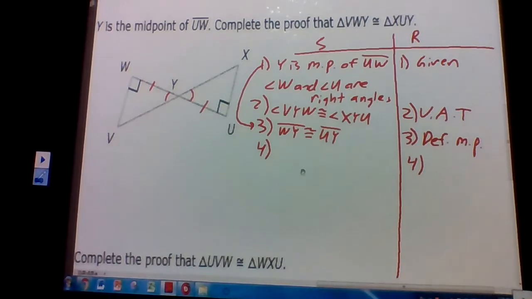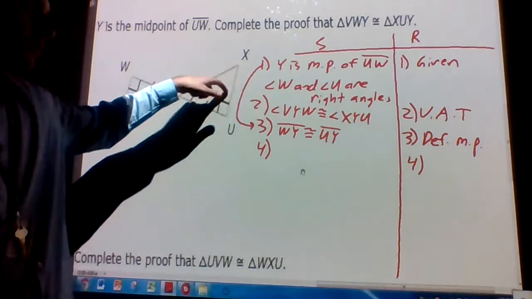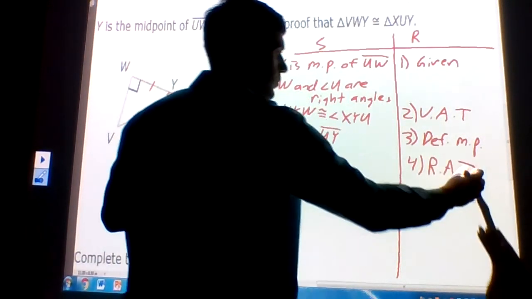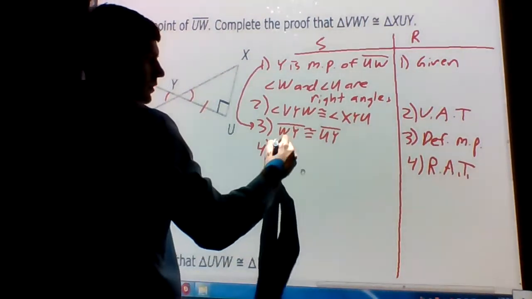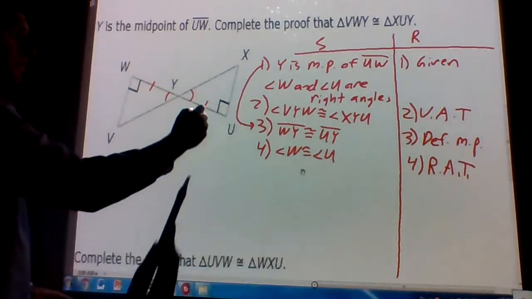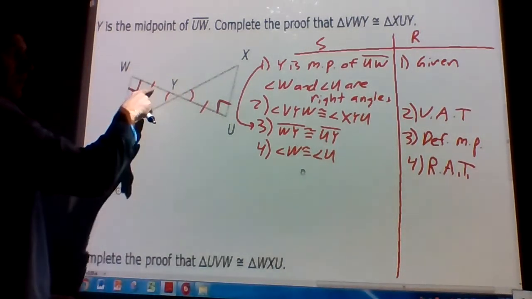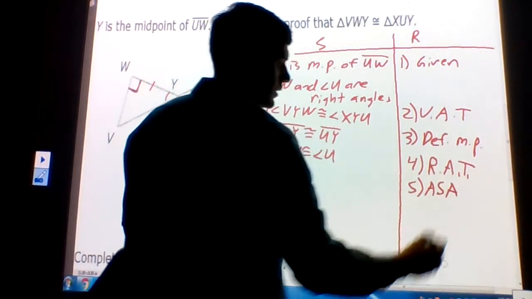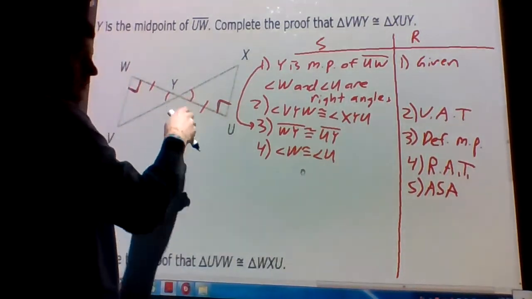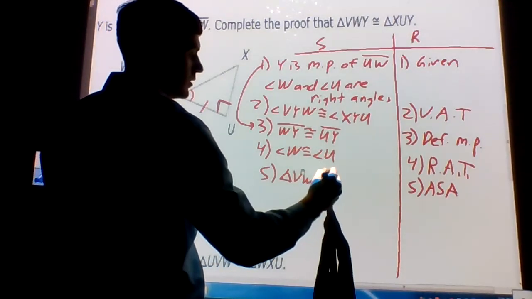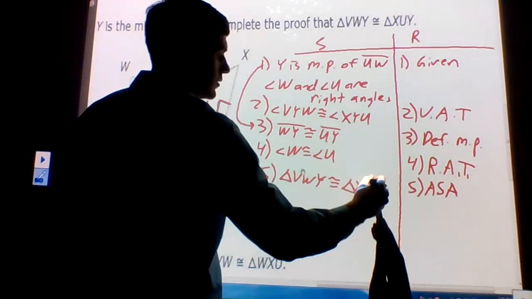Keep going down our list. We don't have parallel lines. We kind of have perpendicular lines, but that tells us we have right angles. The idea here is we can now use the right angle theorem. We have one pair of right angles, so we know those angles are congruent because the right angle theorem tells us right angles are congruent. Okay, we can then use angle, side, angle. The side is between the two pair of angles. So we can use that to show that triangle VWY is congruent to triangle XUY.